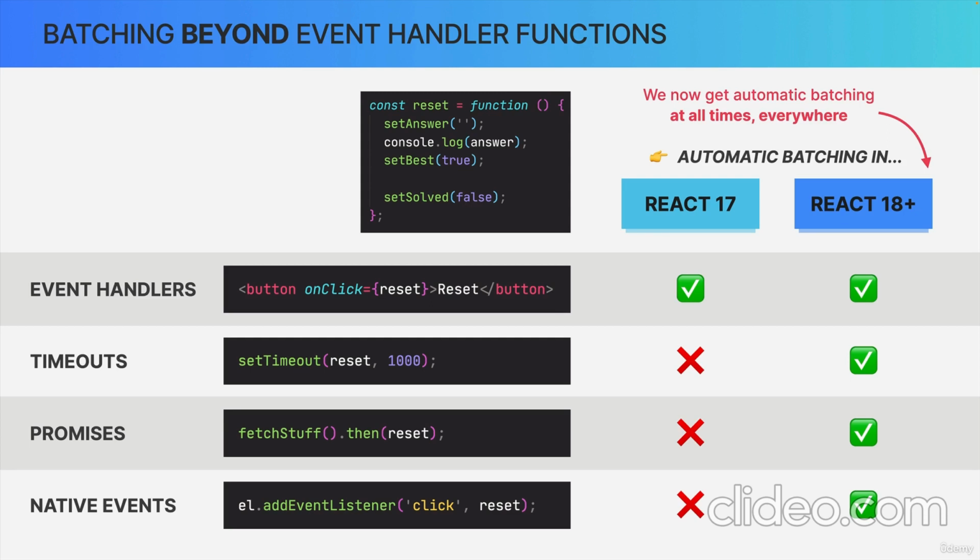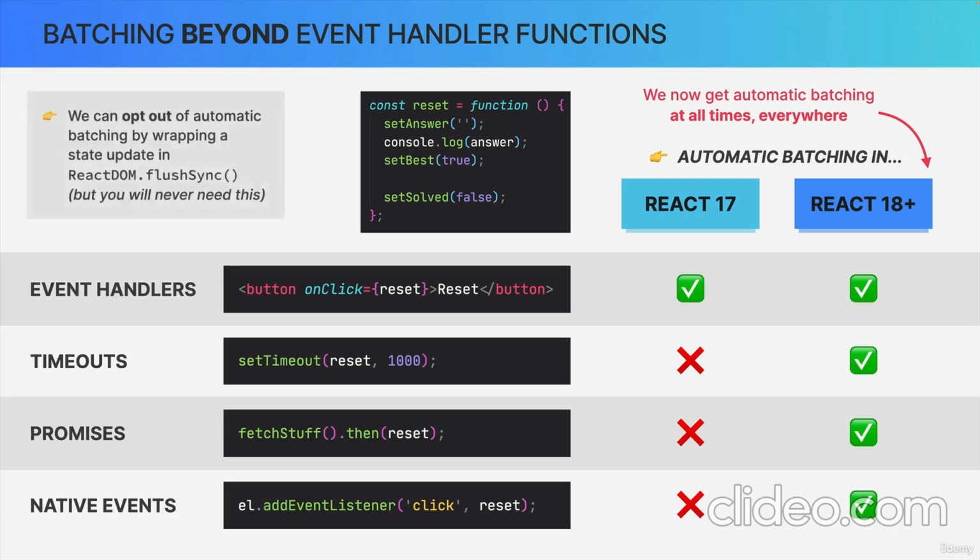Now, there are also some extremely rare situations in which automatic batching can be problematic. So if you ever find yourself in a situation like that, you can just wrap the problematic state update in a ReactDOM.flushSync function, and React will then exclude that update from batching. But you will most likely never need this. I'm just mentioning this here so that you know that it exists.